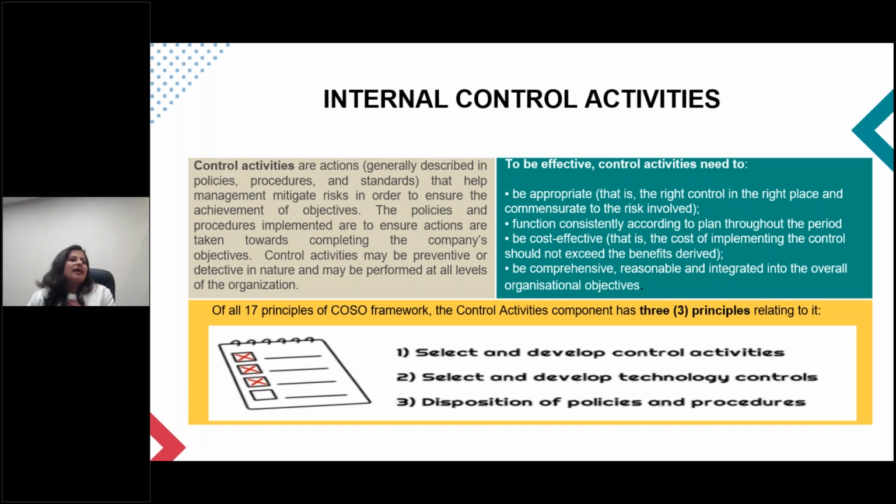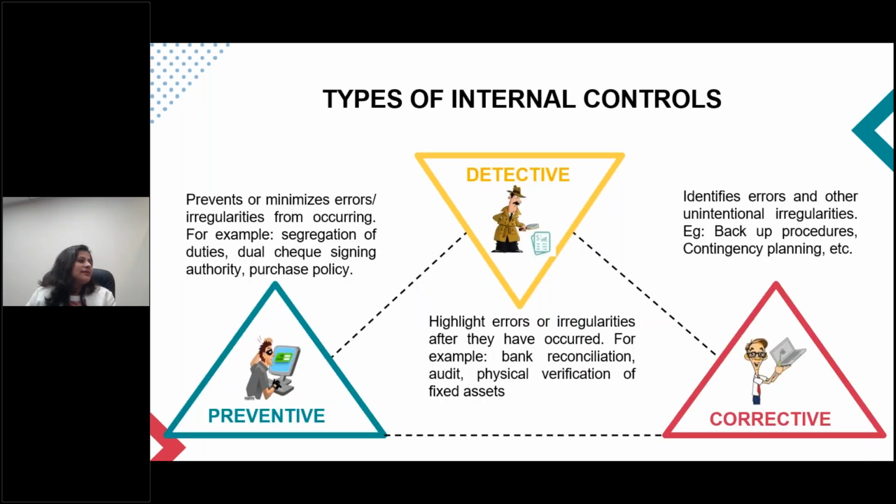So you select and develop control activities. Every organization does that. And you need to look at the risk of controls not operating adequately. You select and develop technology controls. We looked at some of those, and policies and procedures, which is important, the implementation of these. So if we look at the types of controls, these are the three most important types. Preventive. This prevents or minimizes errors and irregularities from occurring.